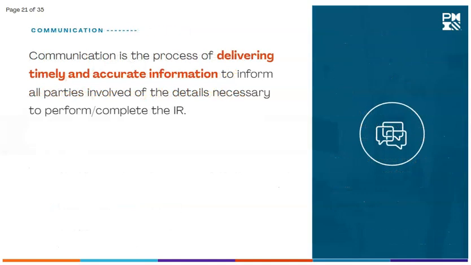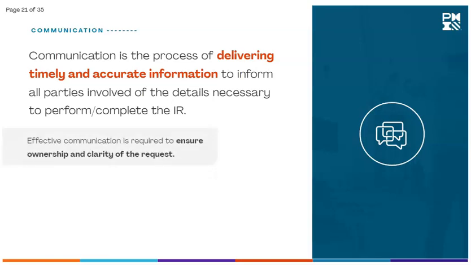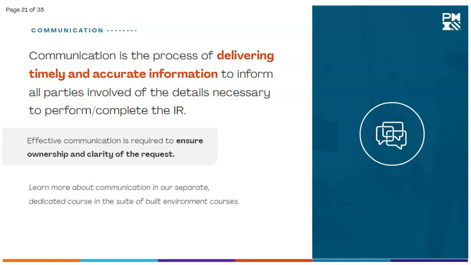Communication is the process of delivering timely and accurate information to inform all parties involved of the details necessary to perform or complete the IR. Effective communication is required to ensure ownership and clarity of the request. This is a skill that requires a significant level of capability for both the interface manager and the interface coordinator. You can learn more about communication in our separate dedicated course in the suite of built environment courses. Click to review key behaviors.